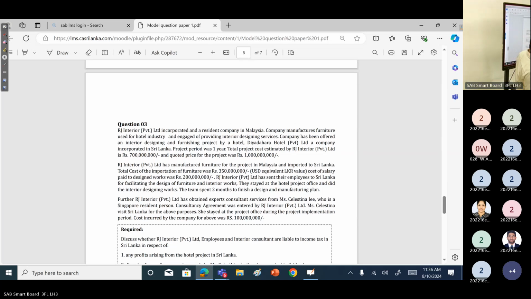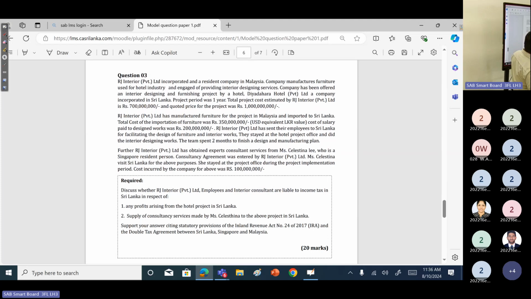The countries involved in this. It is just to say whether profit arising from the hotel project and these things, whether he is liable for tax. So first thing in such a case, just as we discussed today, I explained to the other batch: whether a non-resident is liable for tax or not in Sri Lanka. That is, first, as per domestic law, we have to confirm whether this entity or another person is resident or non-resident. That's my first provision.